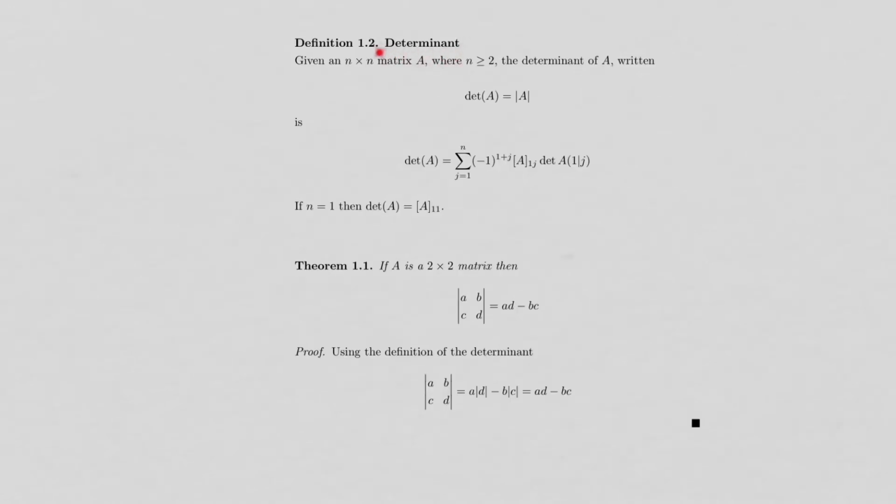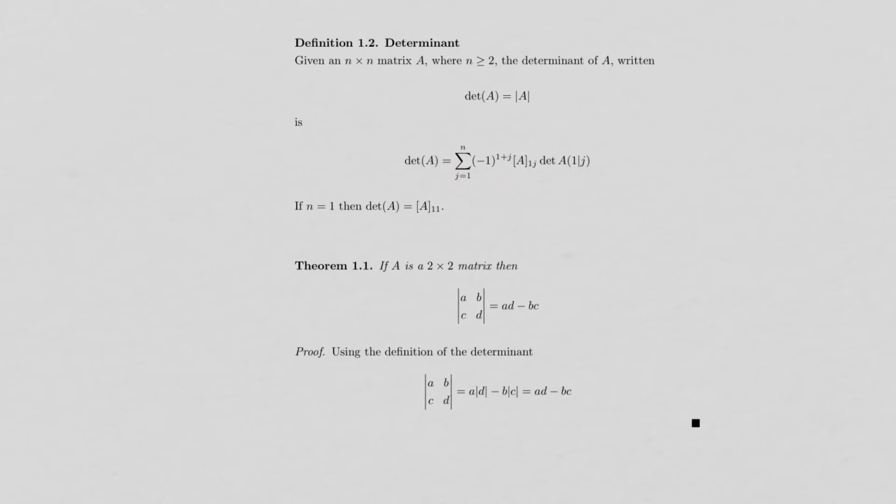So here's the definition of determinant. Given an n by n matrix A where n is greater than or equal to 2, we'll see down here what to do when n is equal to 1. But when n is greater than or equal to 2, the determinant of A, which is written using this notation, either det with A in parentheses or the matrix A with vertical bars on either side, is given by this definition. This is a pretty complicated looking definition.